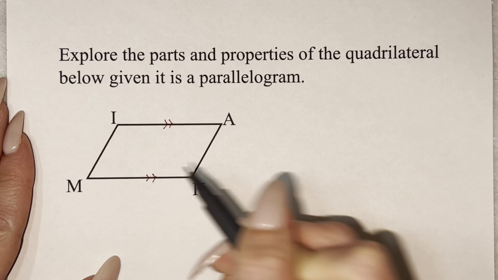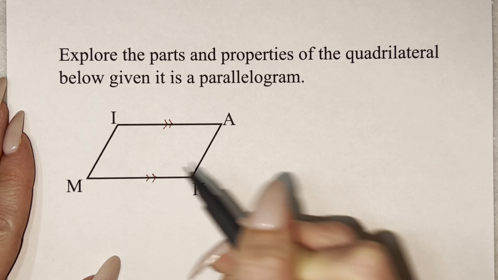And so let me just list them here. The vertex angles are going to be angle HMI, angle MIA, angle IAH, and angle AHM. And with those vertex angles, if they are opposite from each other, they're going to be congruent. So opposite vertex angles are congruent. That means that this angle here matches this angle here. And then also this angle here is going to be congruent to this angle here. So those two are equal and those two are equal.